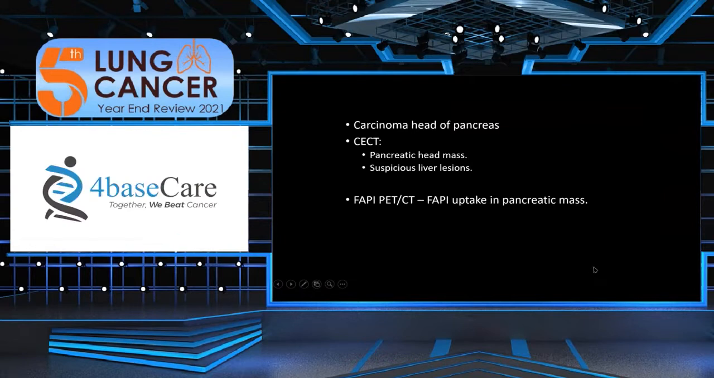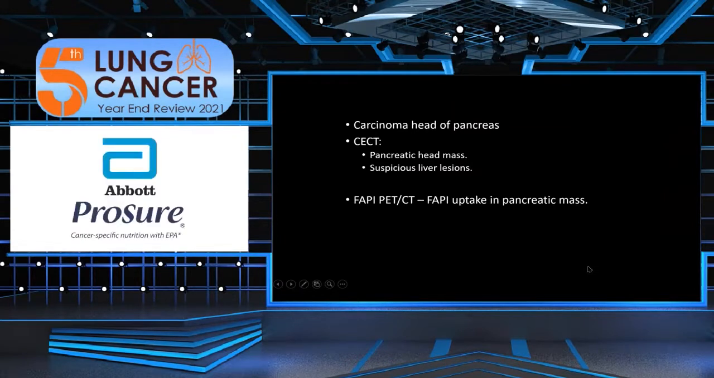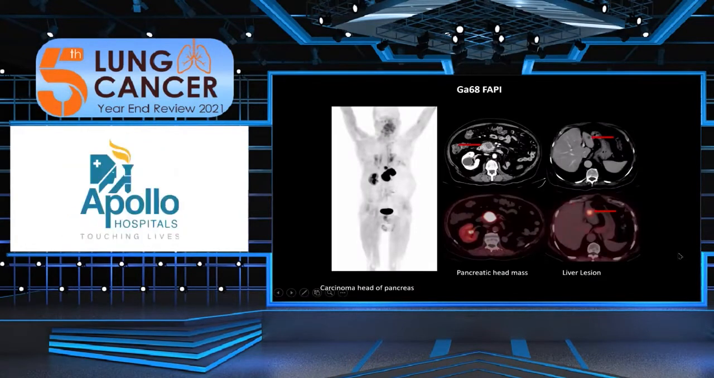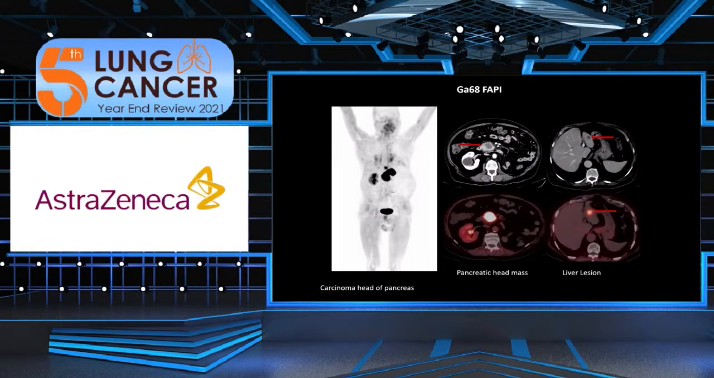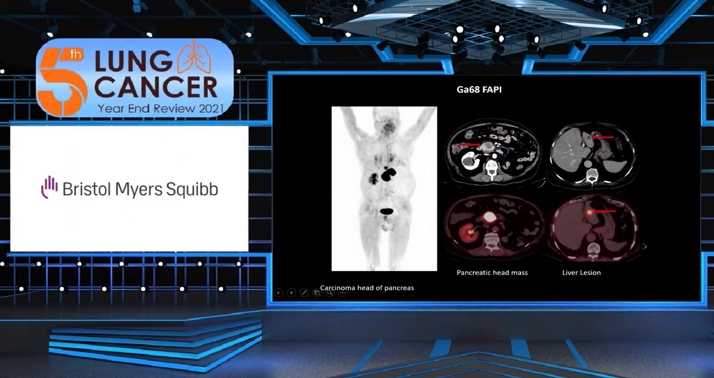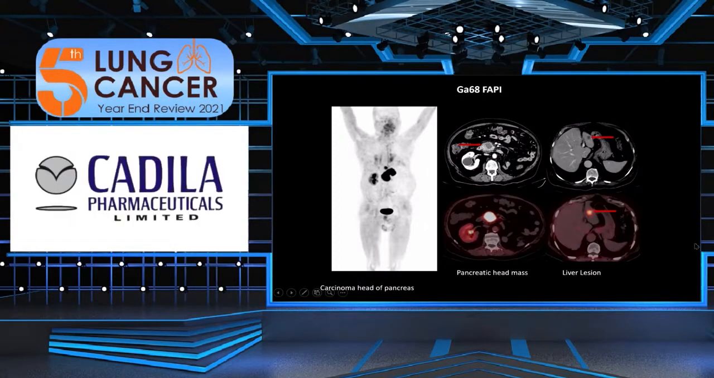And this is a case of a carcinoma head of pancreas. In the CECT, we find that there is a pancreatic head mass and suspicious liver lesions, and FAPI PET-CT shows FAPI uptake in the pancreatic mass. If you look at the FAPI PET-CT, we are able to appreciate both the liver lesion and also the primary uptake very well. Therefore, this gives us an opportunity to do an assessment of the pancreas in one go.